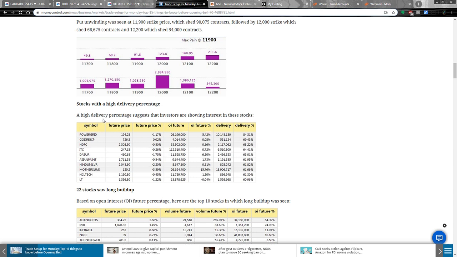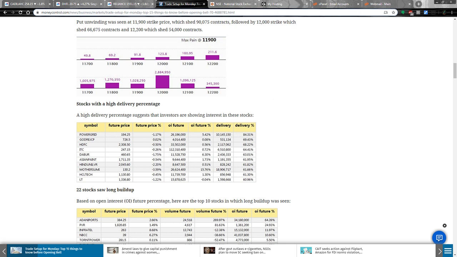As you can see here, it's written: stocks with a high delivery percentage. So what does it mean? A high delivery percentage suggests that investors are showing interest in the stocks. For example, Power Grid was having a delivery percentage of 84.31%. Godrej CP was having a delivery percentage of 69.43%, and so on and so forth. So what are these percentages? How can we break them up to read the data? This video is all about it.